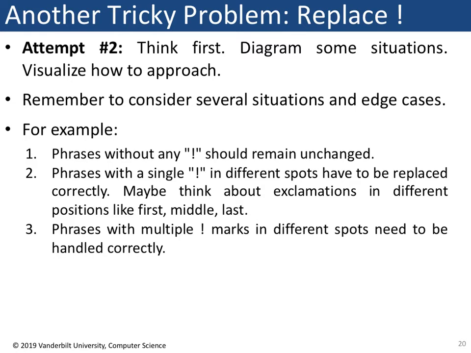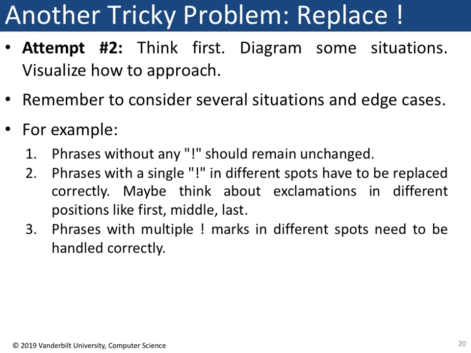Phrases without any exclamation mark should remain unchanged. That'd be a good point to have in the map: a string which we pass to our method with no exclamation marks should not be changed at all. If there's a single exclamation mark in different spots, it should be replaced correctly, regardless of whether it's in the first, middle, or last position in a string.